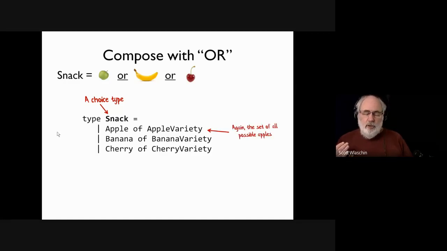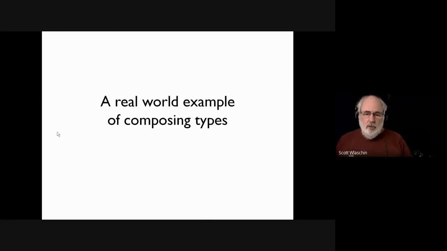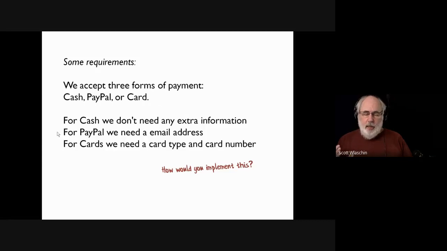So we have these choice types and we have these record types. So what do we do with these things? Okay, so that's the kind of theory. Let's see how we actually use it to do something. So let's say that we want to model payments, and we'd have cash and we have PayPal and we have credit cards. And for cash, we don't need any information. And for PayPal, we need an email address. And for credit cards, we need a card type and a card number and an expiry date and all the other stuff. So how would you implement these requirements in your favorite language?